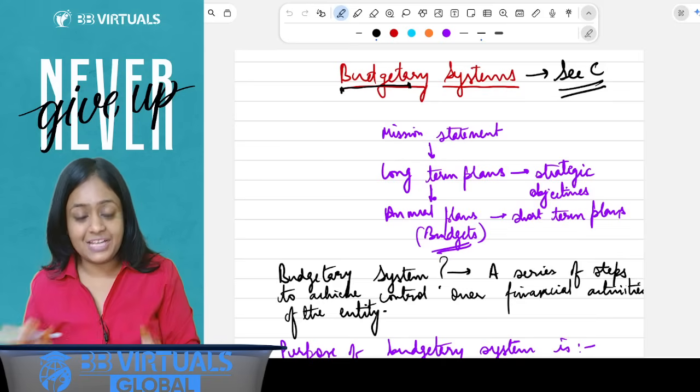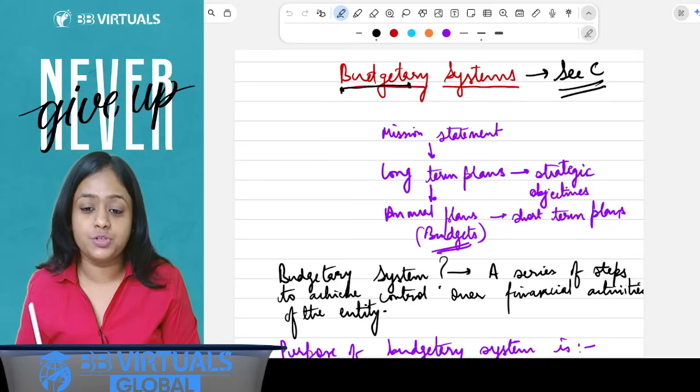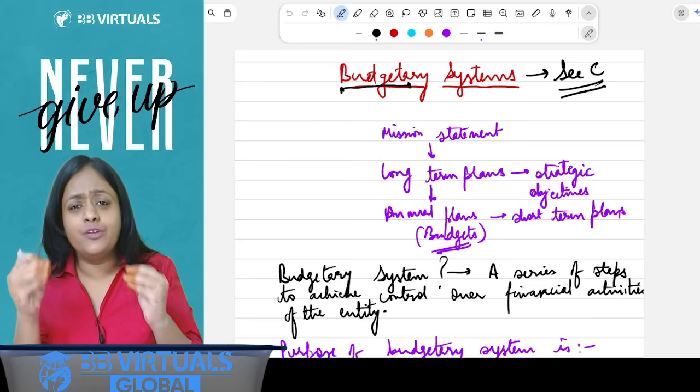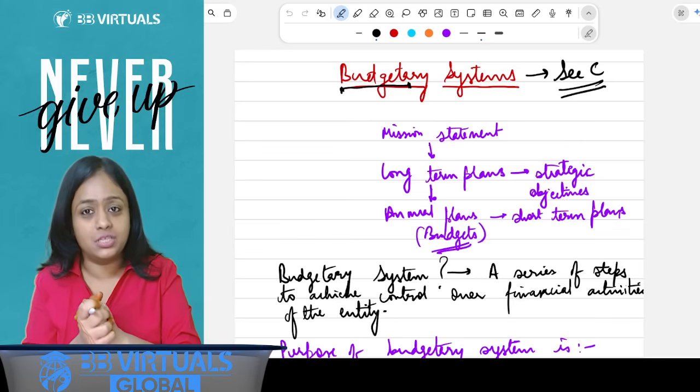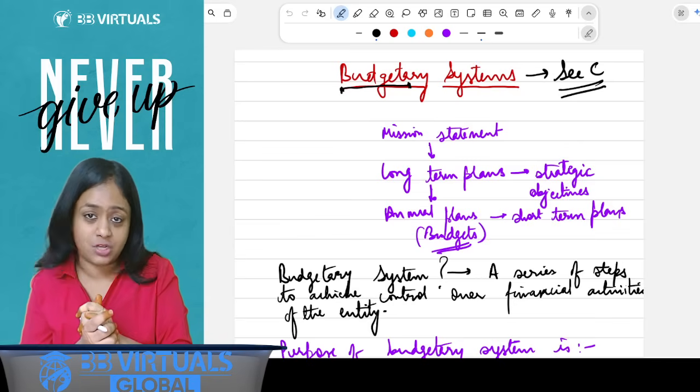Let's discuss the next topic, which is budgetary systems. I've highlighted here section C because generally every section C question has a bit of portions always coming from these budgetary systems, budgets, and standard costing.